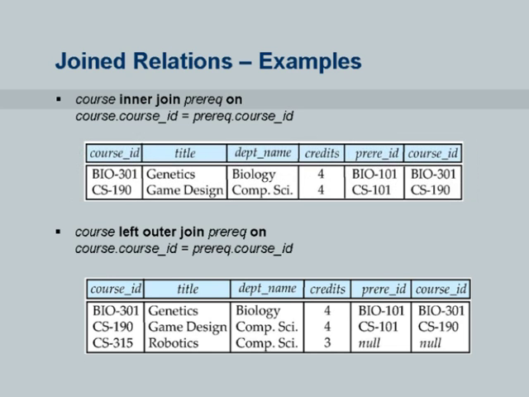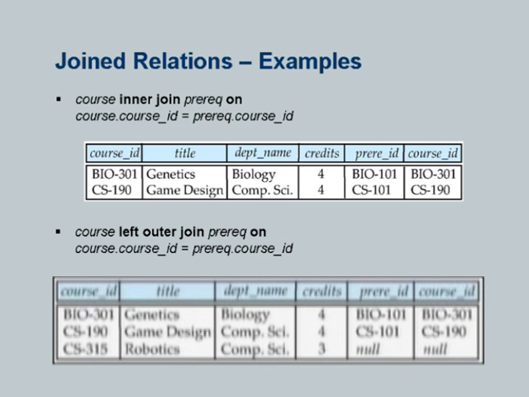On the other hand, the next query is the same one, but instead of an inner join, we said left outer join. So all the course rows are going to be preserved. So now if you look at the third row in here, CS315, it did not have any prerequisite. All its attributes appear here, and then all the attributes of prereq appear at the right bottom with null. So now you will notice that course ID appears in two columns.